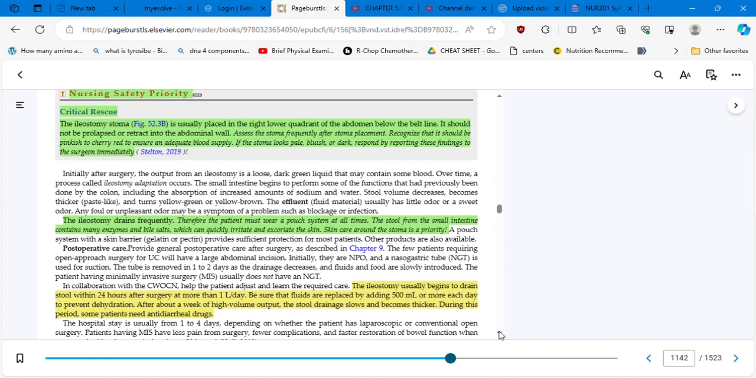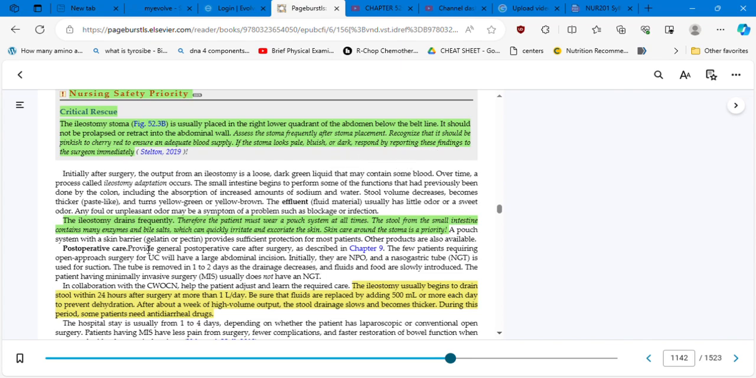Critical rescue. The ileostomy stoma is usually placed in the right lower quadrant of the abdomen below the belt line. It should not be prolapsed or retract into the abdominal wall. Assess the stoma frequently after stoma placement. We talk about stomas in colorectal cancer, right? Colon cancer. Recognize that it should be pinkish to cherry red to ensure an adequate blood supply. If the stoma looks pale, bluish, or dark, respond by reporting these findings to the surgeon immediately.